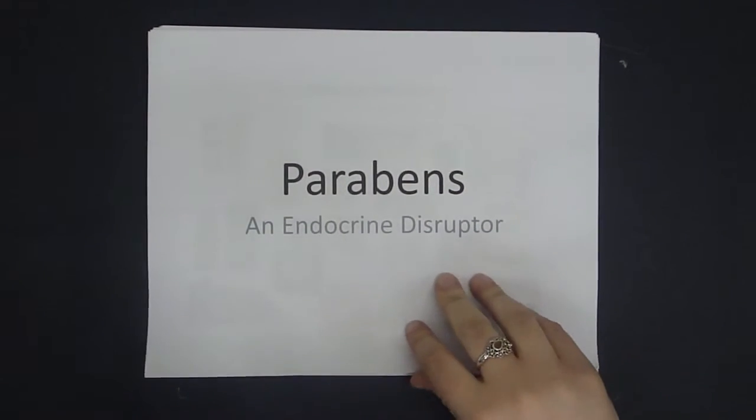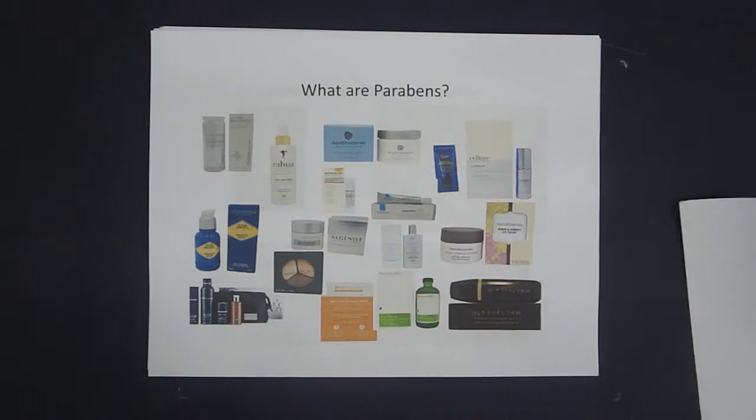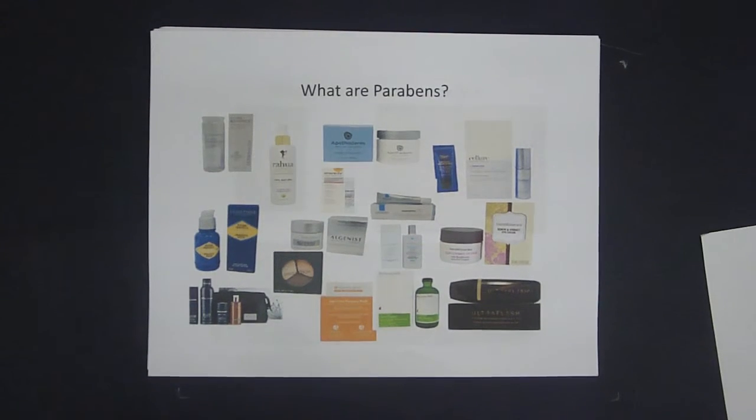Parabens, an endocrine disruptor. Parabens are a class of chemicals that are used as preservatives in the cosmetic and pharmaceutical industries to prevent bacteria and fungus from growing in various products. They are found in a range of beauty products including shampoos, shaving creams, cleansing gels, personal lubricants, and toothpaste.